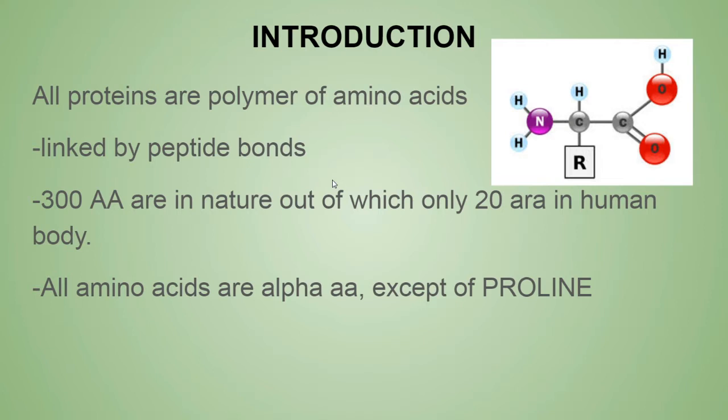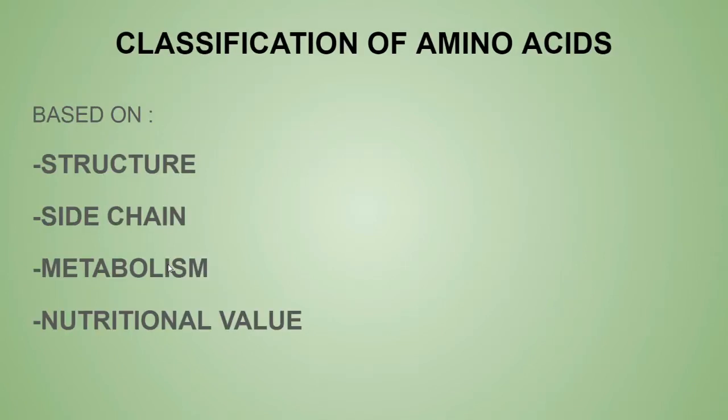All amino acids are alpha amino acids. What are alpha amino acids? As you can see in this picture, this amino group is attached to the same carbon atom to which this COOH group, the carboxyl group, is attached. So these types of amino acids are known as alpha amino acids. All amino acids in the human body are alpha amino acids except proline. Just remember, proline is not an alpha amino acid.